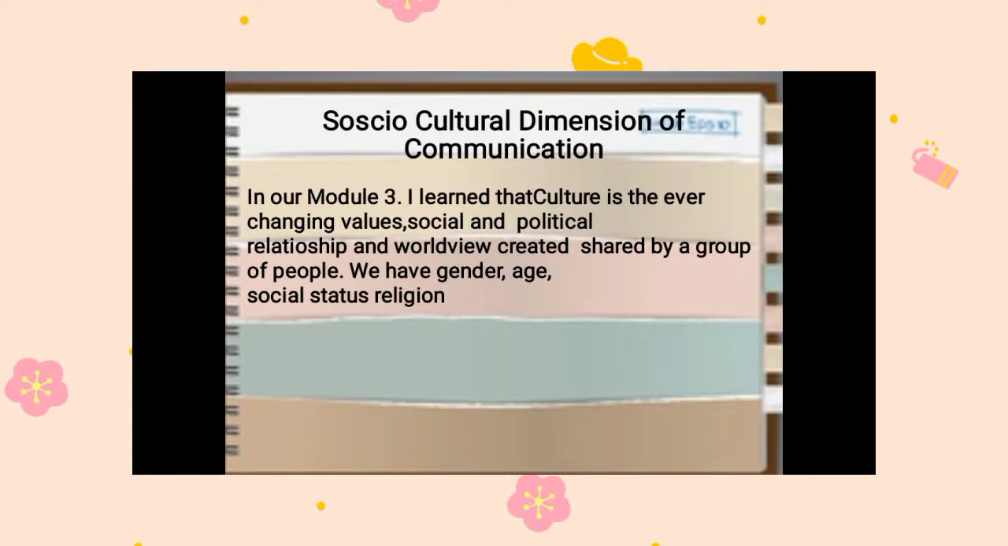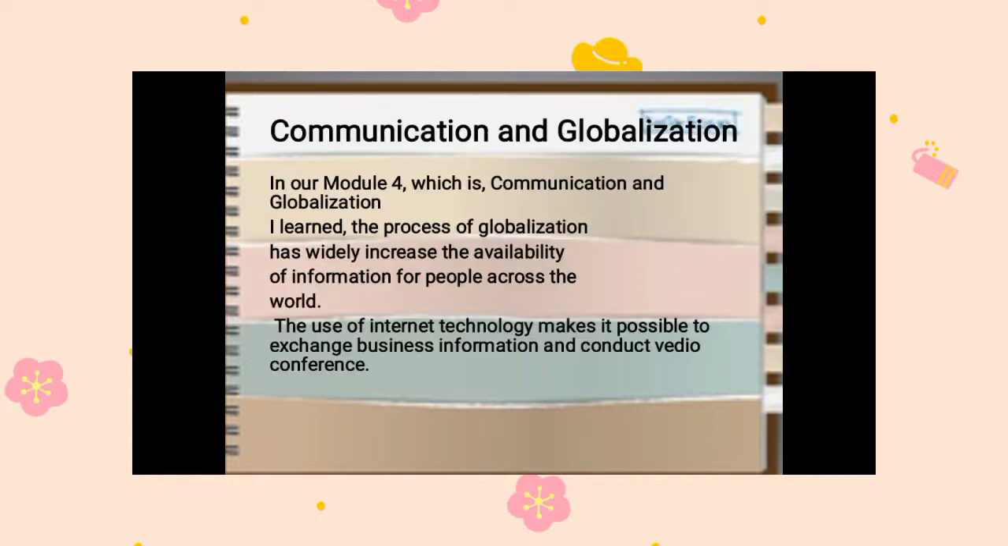In our Module 3, which is sociocultural dimension of communication, I learned that culture is the ever-changing values, social and political relationships, and worldview created and shared by a group of people. We have gender, age, social status, religion.